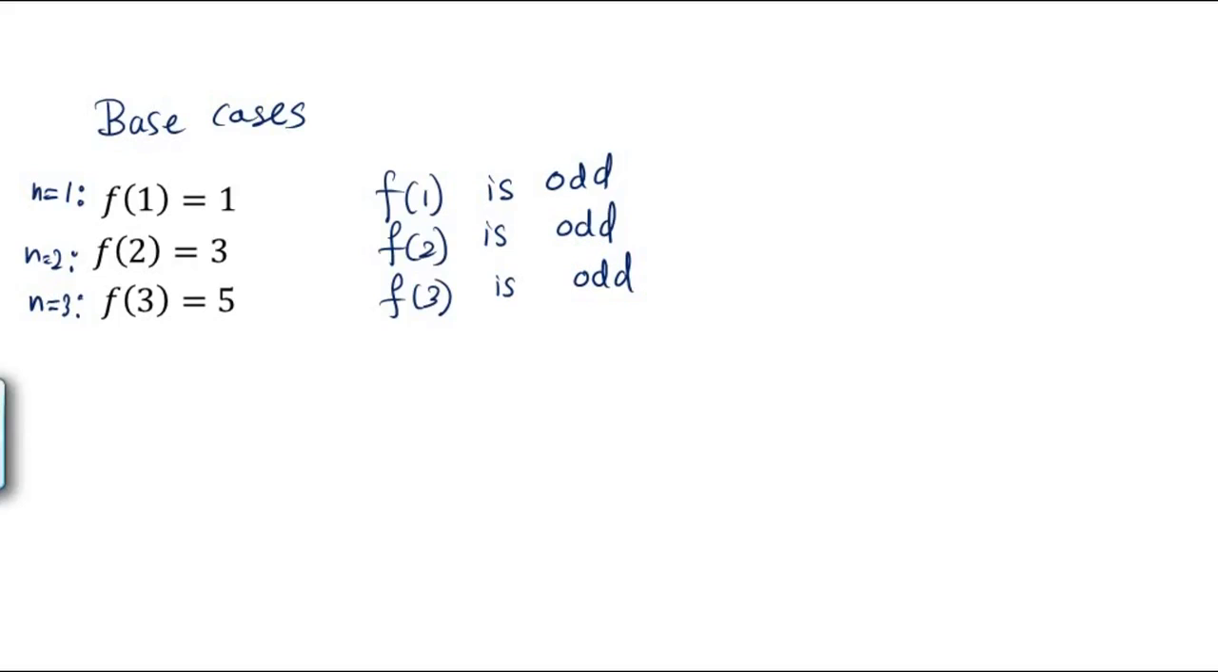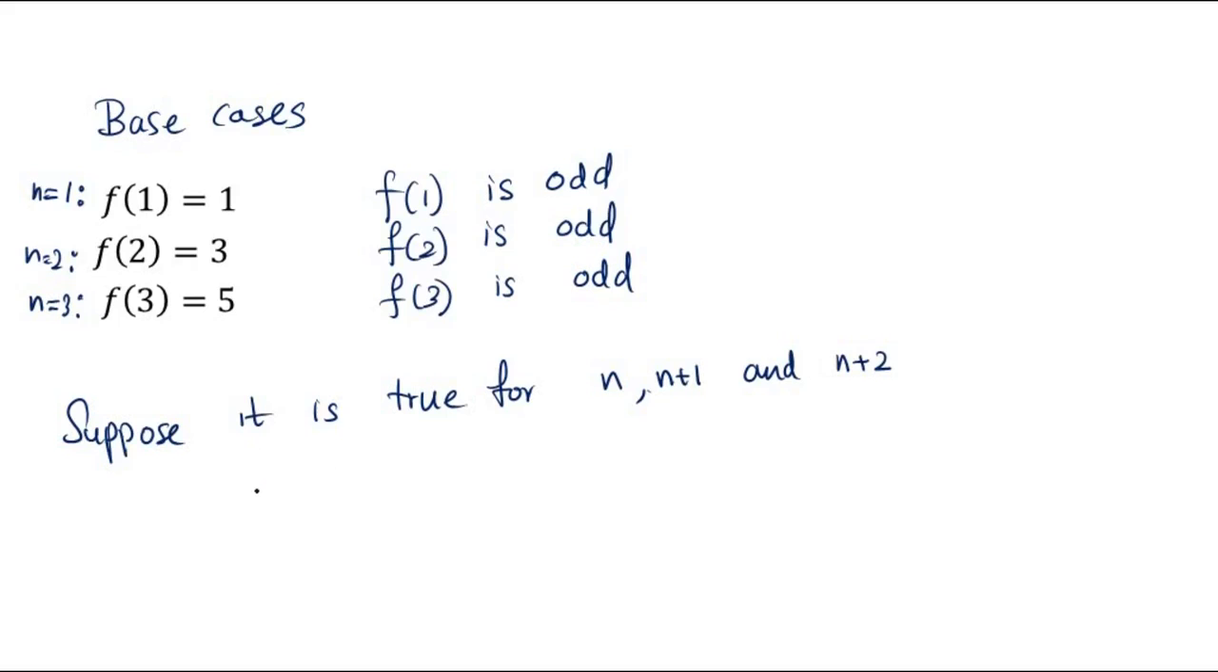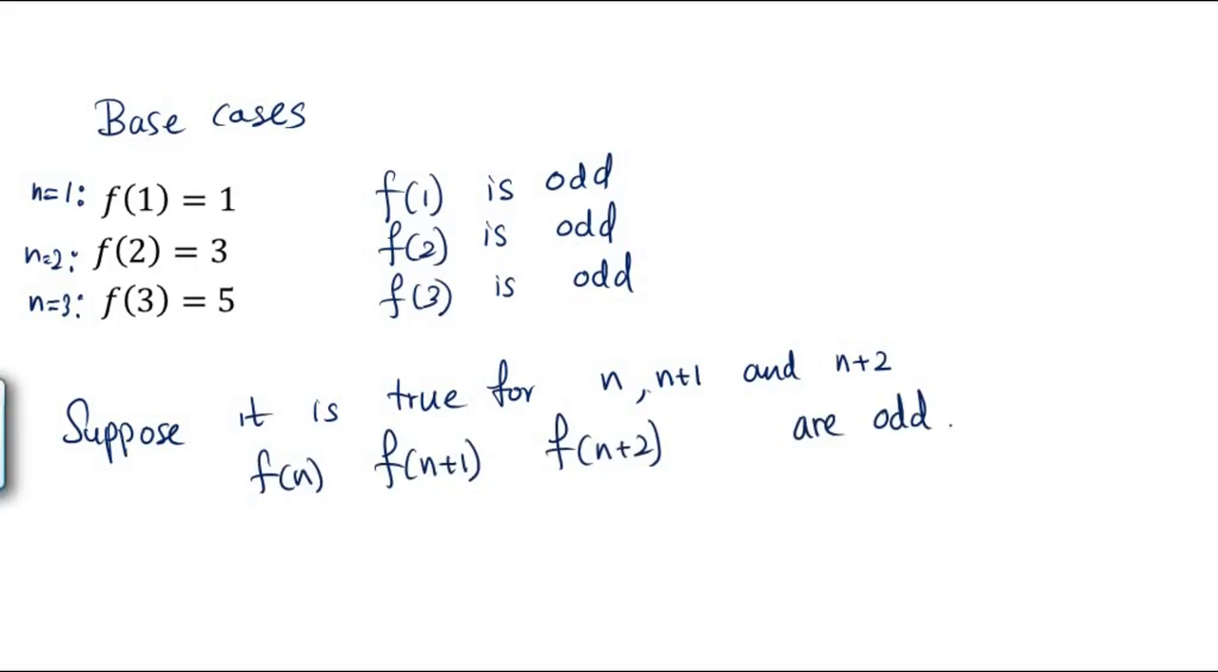In our inductive step, let us assume this is true for three consecutive values of n. That is to say, f(n), f(n+1), and f(n+2) are odd. From this assumption, let us now prove that f(n+3) is also odd. Now, f(n+3) can be written in terms of f(n+2), f(n+1), and f(n) using the recursive formula. f(n+3) is equal to f(n+2) + f(n+1) + f(n).